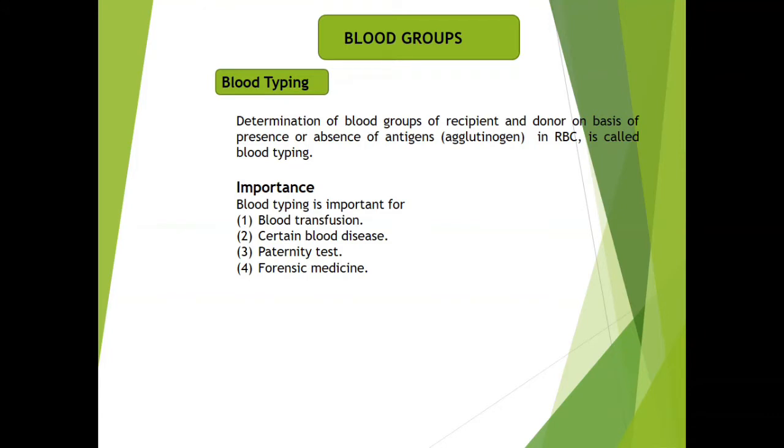Importance: blood typing is important for blood transfusion, mainly blood transfusion, certain blood diseases, paternity test, forensic medicine. Paternity test, how is it done? If a father's blood is A, then his male child's blood would also be A or A positive. For example, A positive of the father, so probably the blood group of the child would be A positive. So this is also called paternity test.